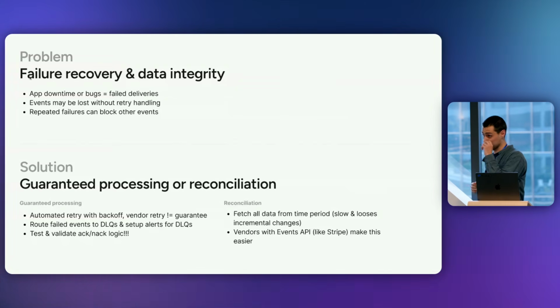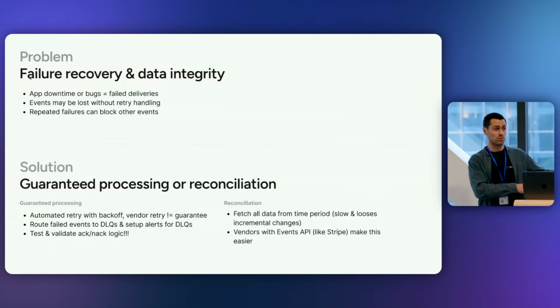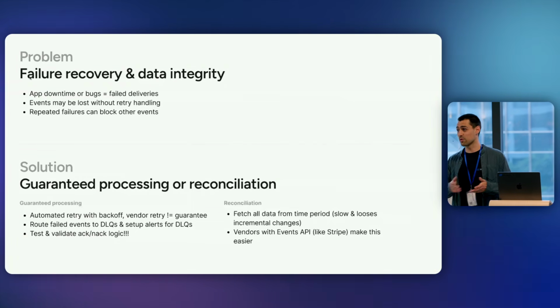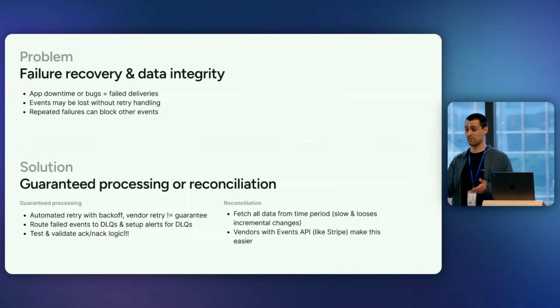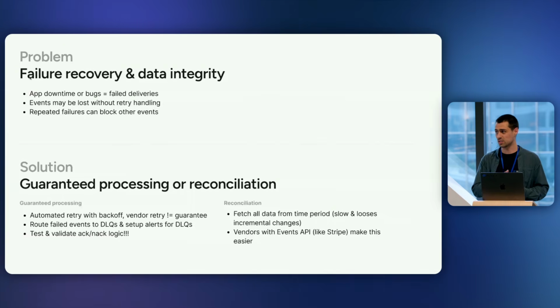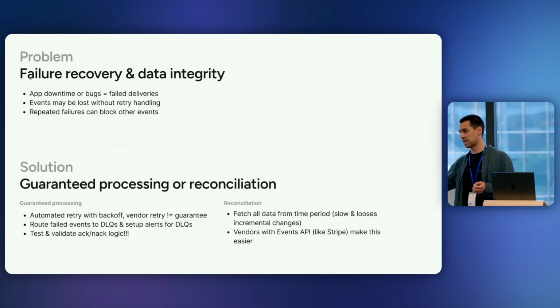The second one is reconciliation. That basically means, screw all this, I'm just going to fetch all the data and resync everything. It doesn't necessarily work for every provider. In the case of Stripe, for instance, they have an events API, which is very convenient for doing that because you can just reconcile from the events API itself.